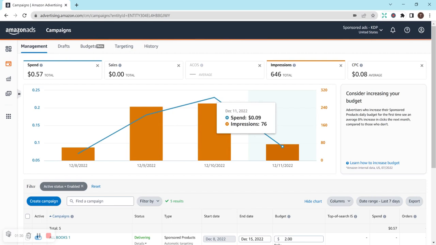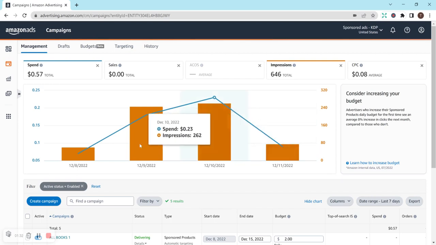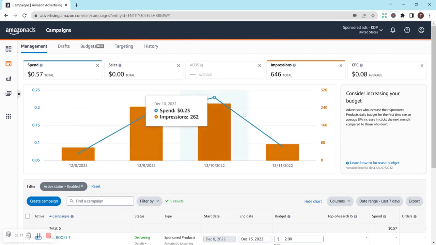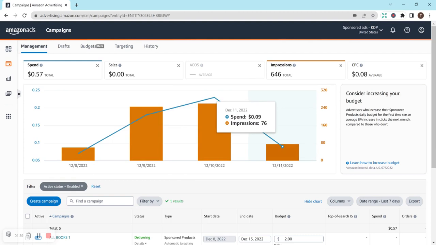So I'm a little confused as to why today is so much lower. I have been increasing the ads on some of them, which is why there's an increase here. But I'm not sure why today is down more, because my bids are actually the highest they've ever been. But who knows? Every day is changing.